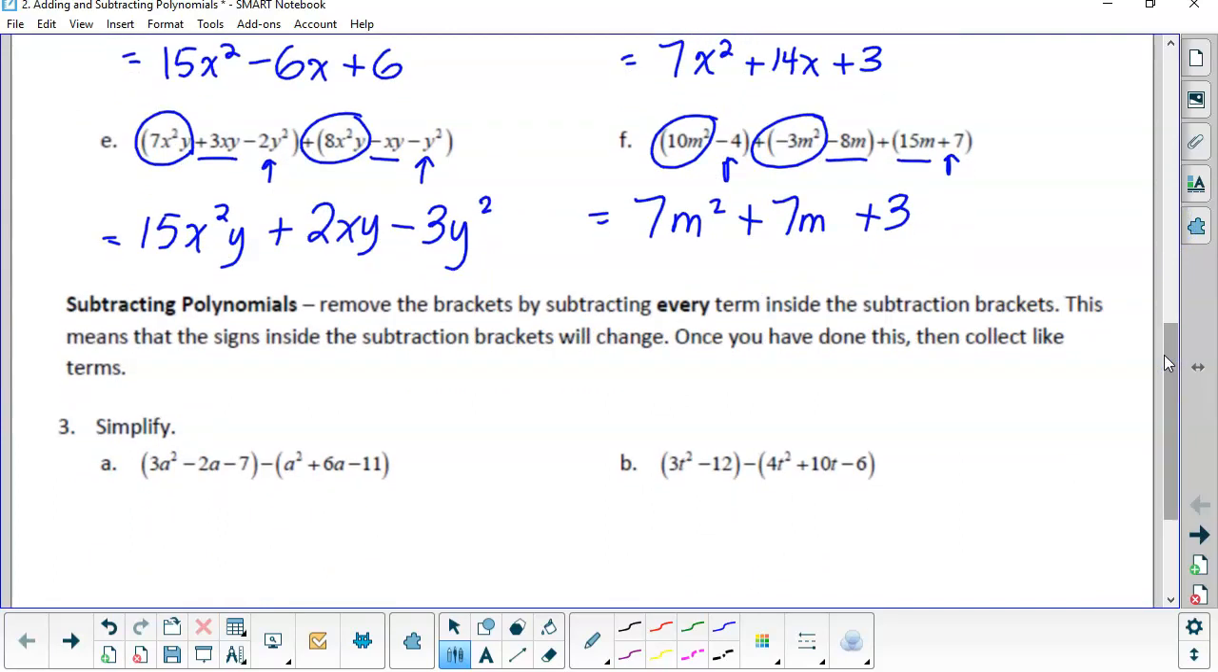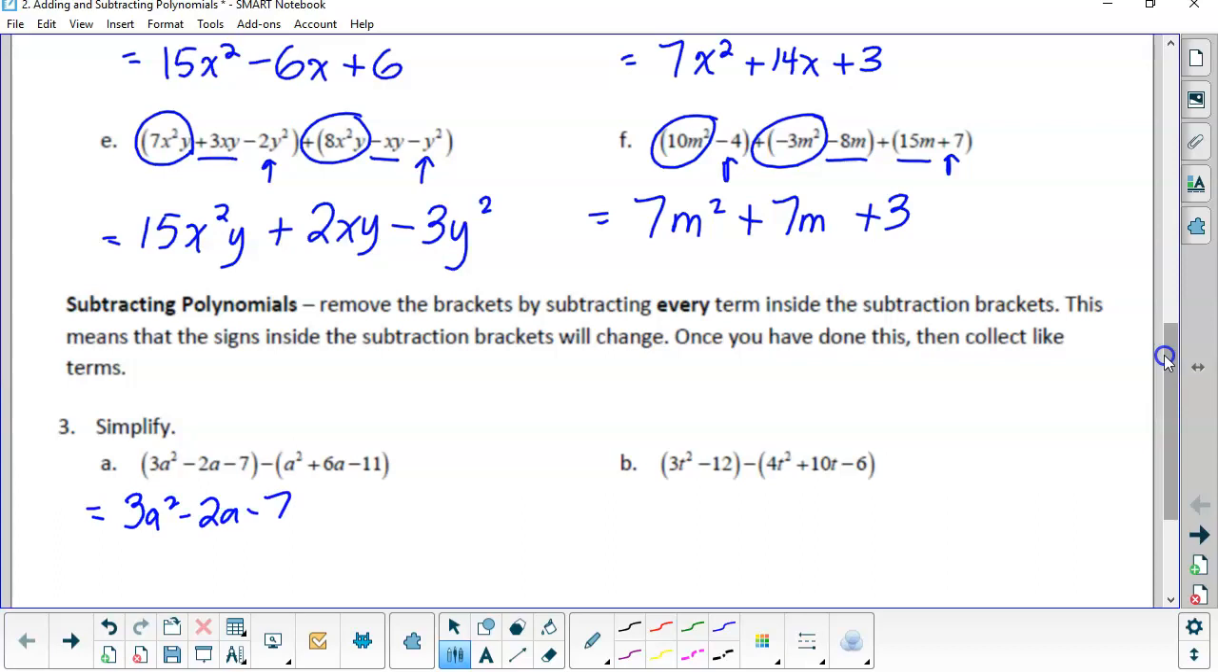Okay, so subtracting is a little bit different. When you remove the brackets by subtracting, every term inside the subtraction brackets, so that'll be the second set or the third, however many you're subtracting, when you subtract every term, the signs are going to change. So the signs inside the subtraction brackets will change. These ones, I need you to write out that first line of work, okay? So without the brackets. Adding, we didn't have to. This one we do. So here, the first bracket is not going to change when I rewrite it because there is nothing in front, so it means it's positive.